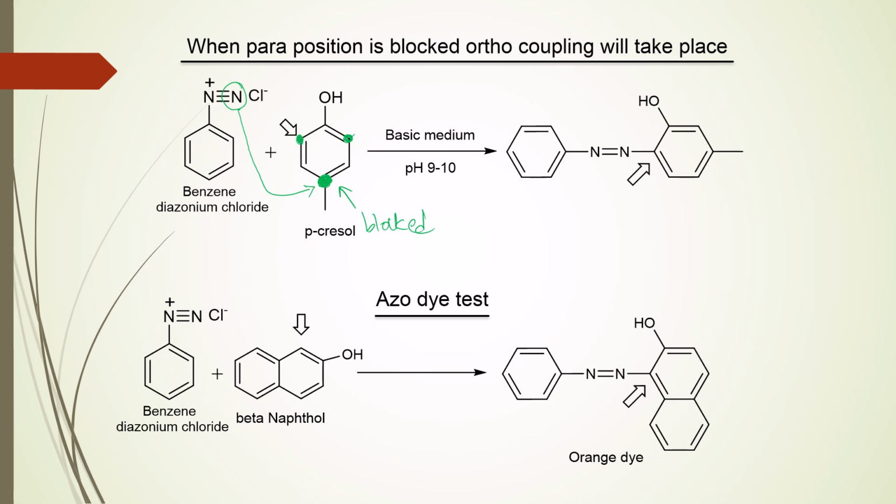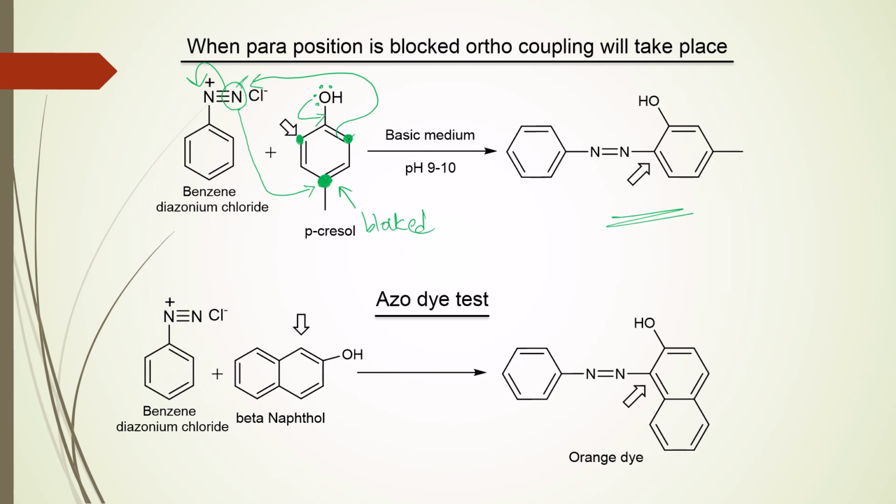So when the para position is blocked, the electrophilic nitrogen is going to attack this particular ortho carbon, and the course of the reaction is going to be the same. The lone pair will be in conjugation with this benzene ring and this pi bond, meaning that this ortho carbon is going to couple with this electrophilic nitrogen, and accordingly you will get the product.